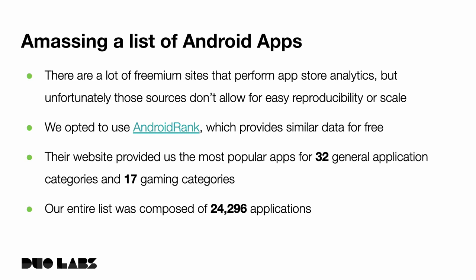So with those 49 different categories, we were able to amass a list of about 24,296 applications. And you may be thinking, okay, that math doesn't add up, 49 times 500. The reason is there are certain categories that didn't have the threshold of 500 apps with 5 million downloads. And one example category for that was lifestyle.